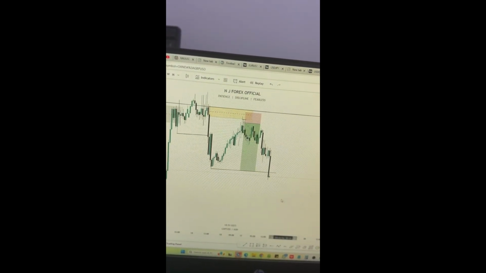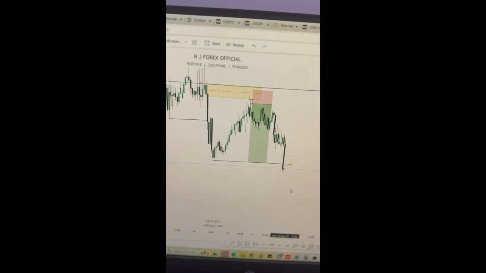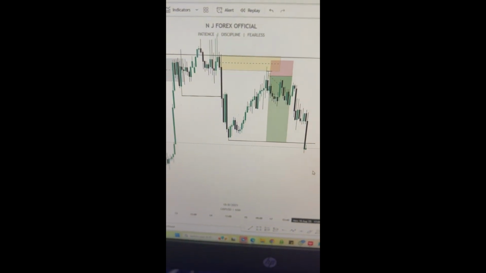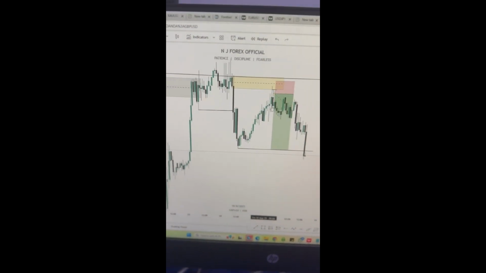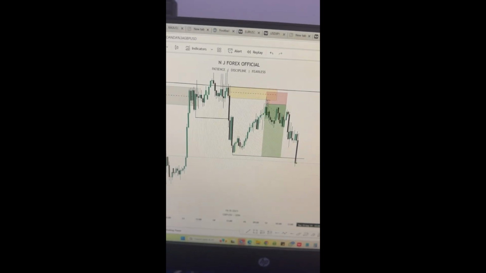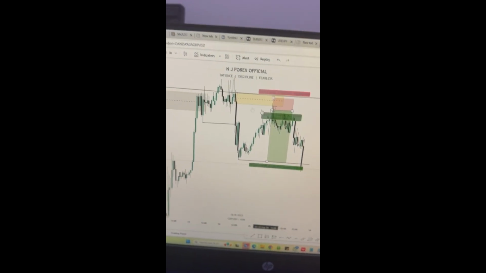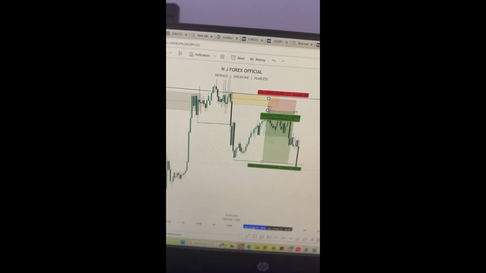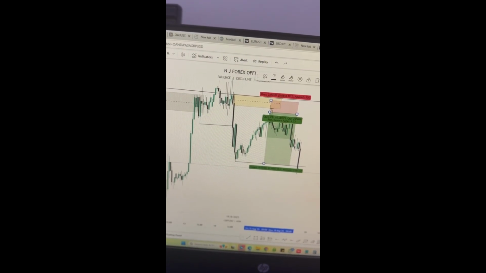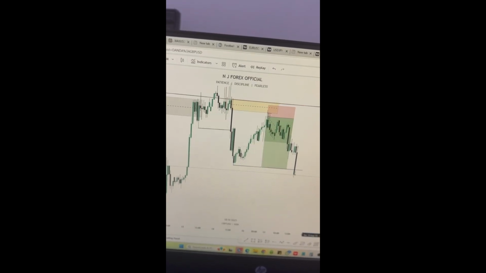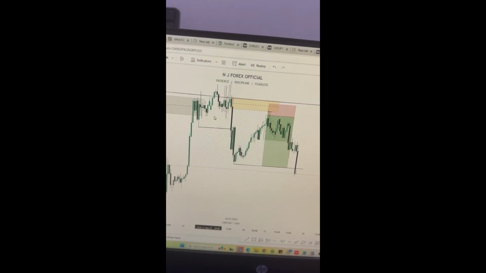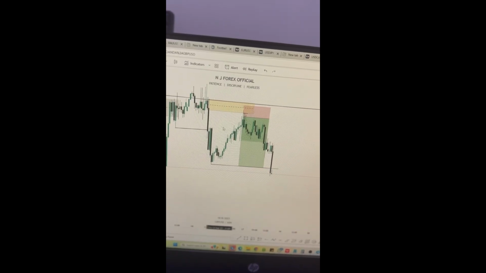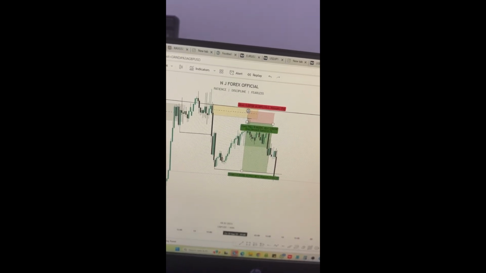As I'm making this video now, my TP has just been smashed. As you can see here, my TP has just been smashed. This was the setup. So I got my bias on the daily time frame, scaled down to the 1 hour time frame where I marked my 1 hour order block, and I also went back to the 5 minutes to get my entry with a very good risk to reward ratio.